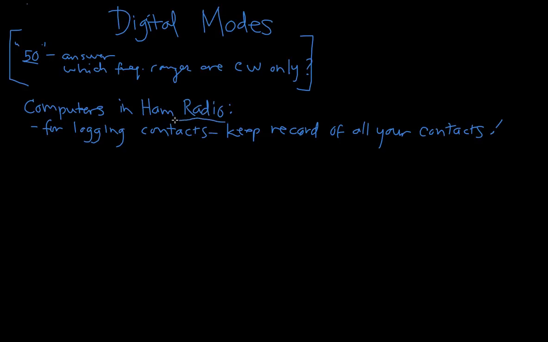If you're going for a contest and you want to win a ham radio contest, you want to have a log. That's required. You have to send that in to the contest people so they know how many points you got. So computers can be used for logging contacts. You can also log contacts on paper, but that's a lot more of a pain, so it's better to use a computer.